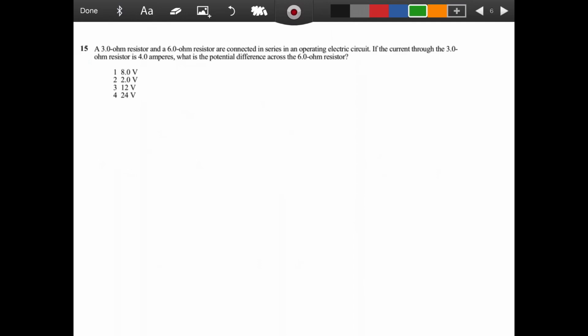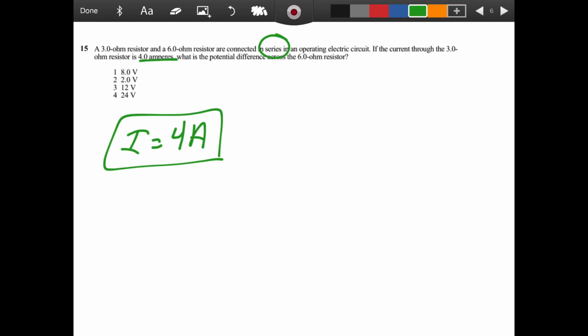And then last one, a 3 ohm resistor and a 6 ohm resistor are connected in series in an operating electrical circuit. If the current through the 3 ohm resistor is 4 amperes, what is the potential difference across the 6 ohm resistor? Okay, first thing I want to note is that it's a series circuit. In a series circuit, current is the same everywhere. So if it's 4 amps through one resistor, through the other resistor the current is going to be 4 amps. And that's going to be a very important relationship to help me solve my problem.